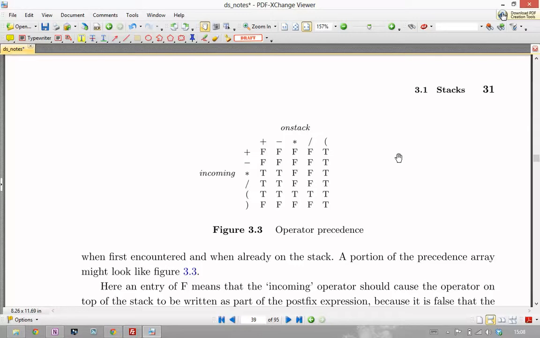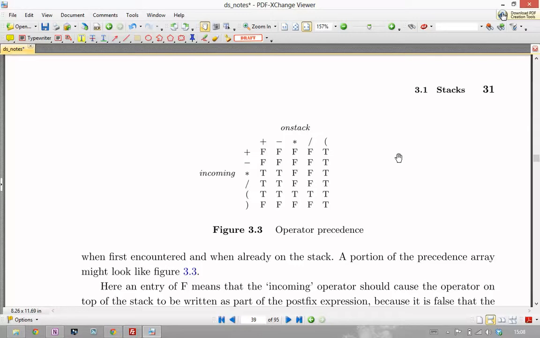Let's go down the first column. Does the subtraction push onto plus? No. Star, does it push onto plus? Yeah, because it has higher precedence. Slash pushes onto plus. Left parenthesis, this is the opening of a new expression in a sense. Does it push onto plus? Yeah. Right parenthesis, don't worry about it. And you just keep reading this whole thing.